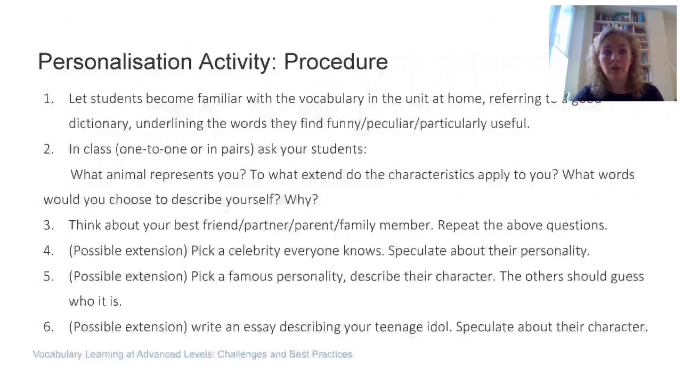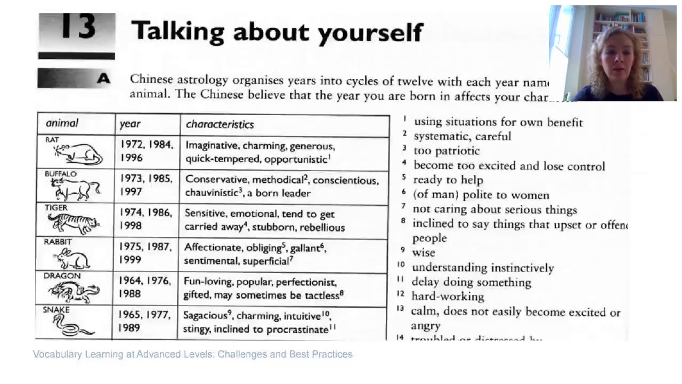Okay, so for example, I'm a rat. Well, I'm quite imaginative. I hope I'm charming and generous, but I wouldn't describe myself as quick-tempered because I think I'm quite patient and opportunistic. No, I'm not opportunistic. I never use situations for my own good and so on.